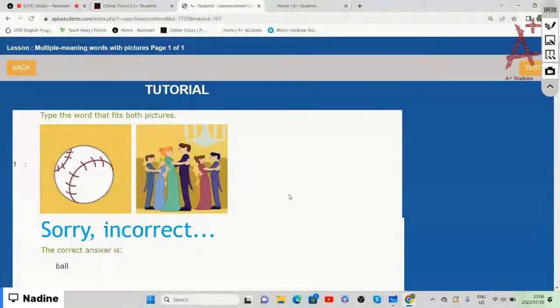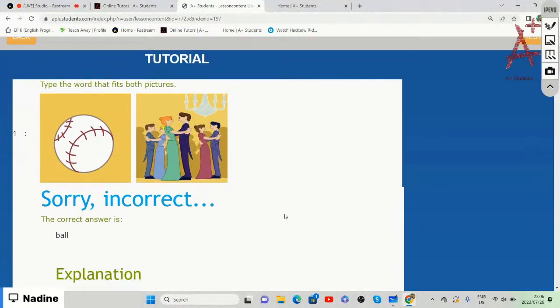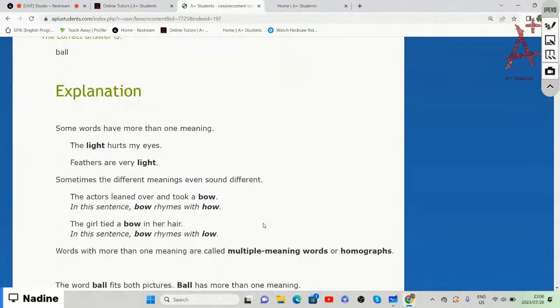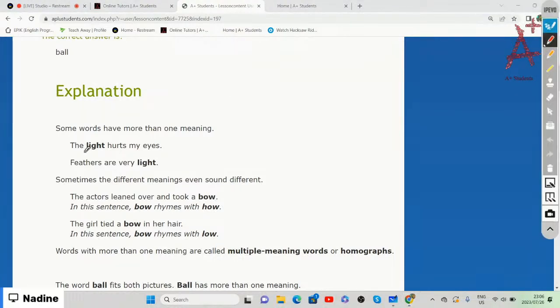Multiple meaning words with pictures, right? It says that some words have more than one meaning. For example, the light hurts my eyes, right? So the word light is being highlighted. For now, I'm just going to underline light also. And then feathers are very light, right?